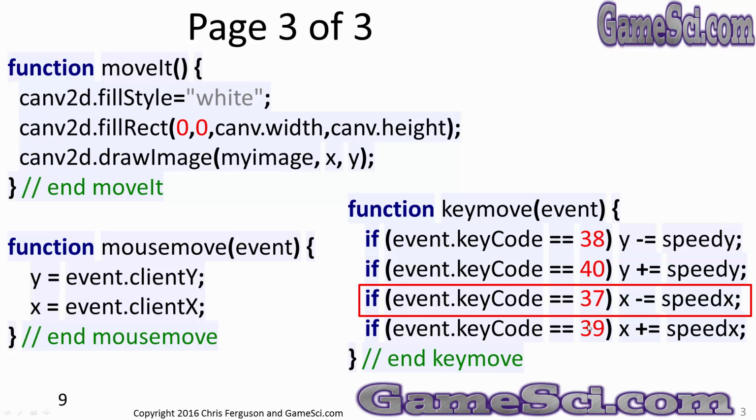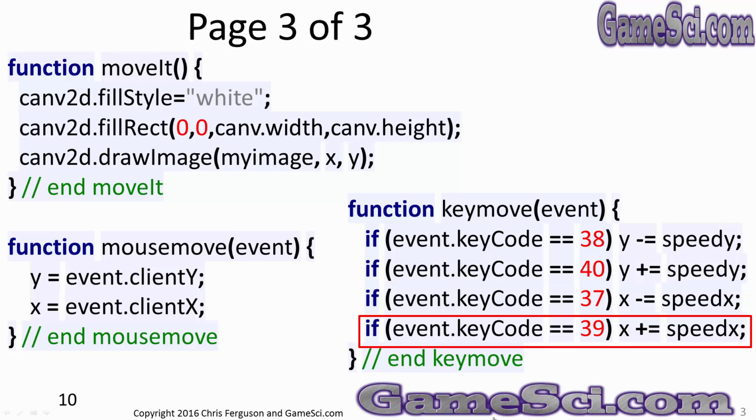The next key code, 37: if the key code of the event matches 37, that's the left arrow. I know it's the left arrow because I'm subtracting from x. X minus equals speed x is the same thing as if I had typed x equals x minus speed x. I'm subtracting from x and storing the result back into x. So if x is getting smaller, I'm moving towards 0. I'm moving towards the left-hand side of the screen. That must be the left arrow key being pressed.